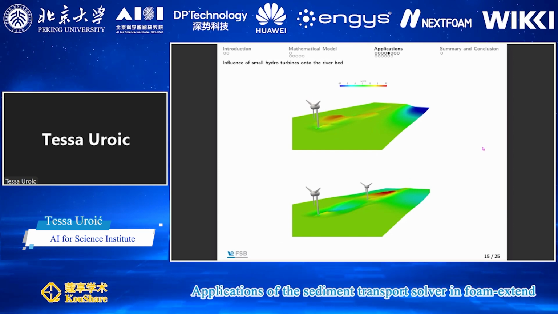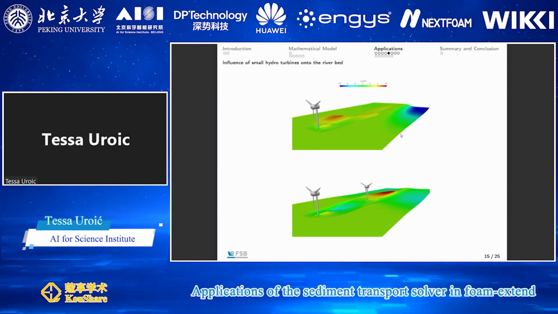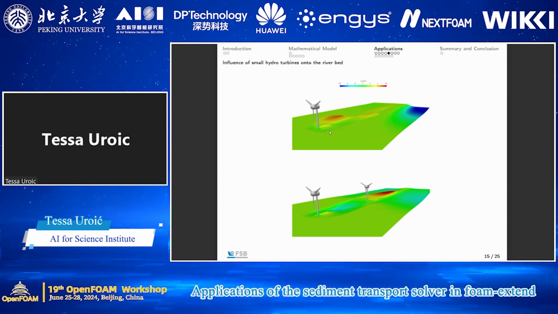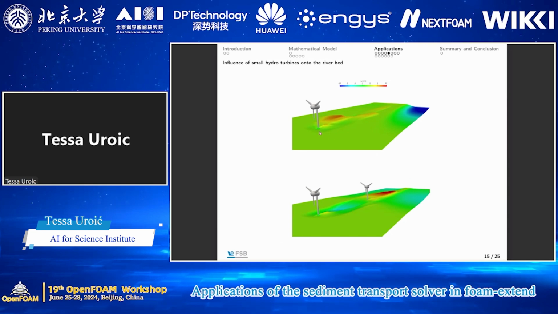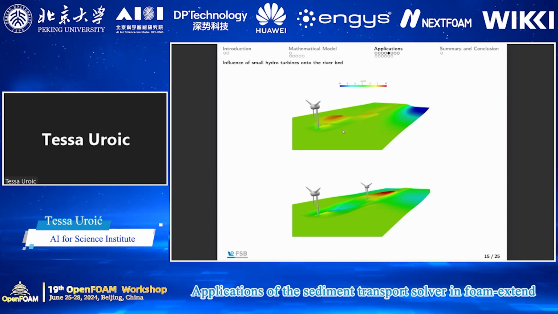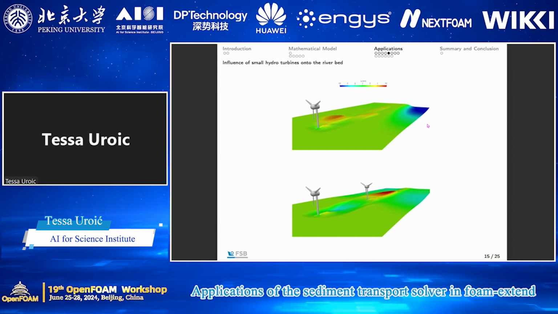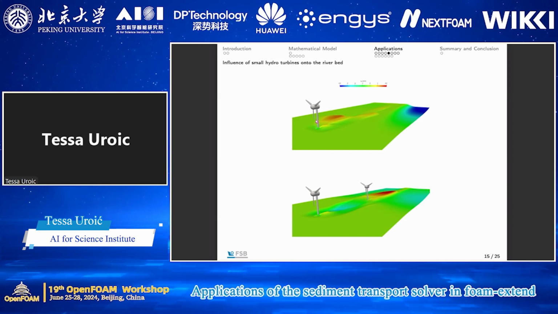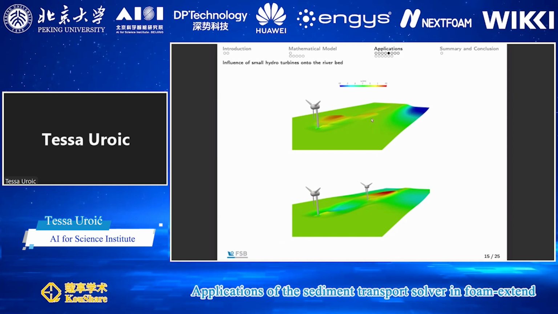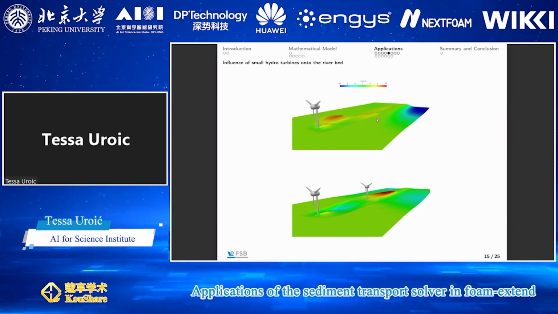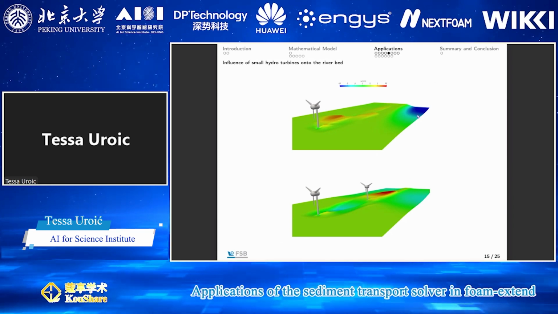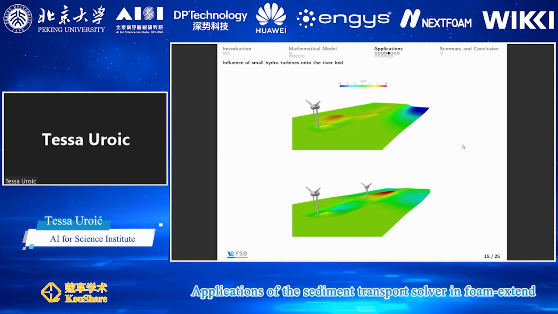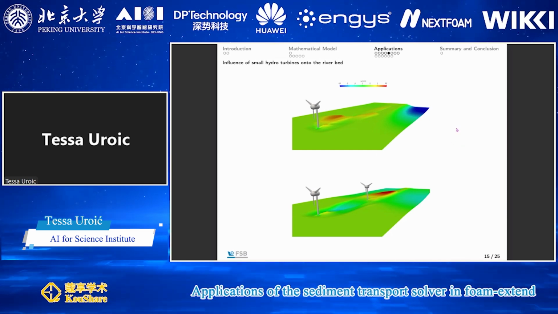If we have a single turbine, you can notice that there are some elevations, some hills directly behind the turbine. Also, there is a hole right near the pillar, and there is a huge hole in the far field. This is due to shear stresses caused by the rotation of the turbine. The vortices forming behind the turbine cause the sediment on the bed to move onto the left-hand side of the domain.